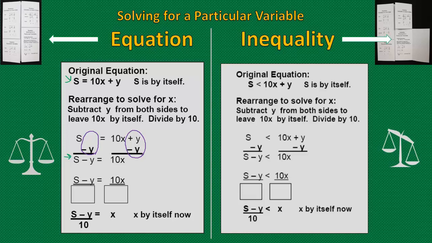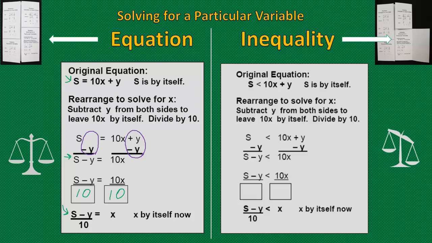We almost have x completely by itself, but there's a 10 in front of it. That means 10 times x, so to get rid of 10 times x, we need to divide by 10. And if we divide by 10 on the right side, we also need to divide by 10 on the left side. That will leave us with our final answer of s minus y divided by 10 is equal to x. x is now by itself, and so we have solved for the x variable.